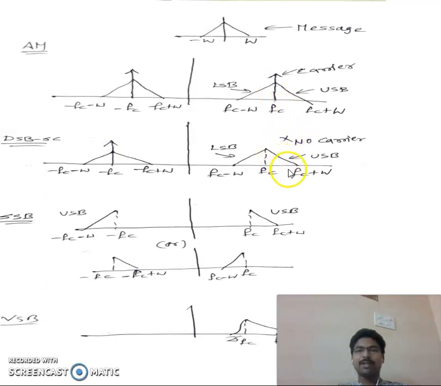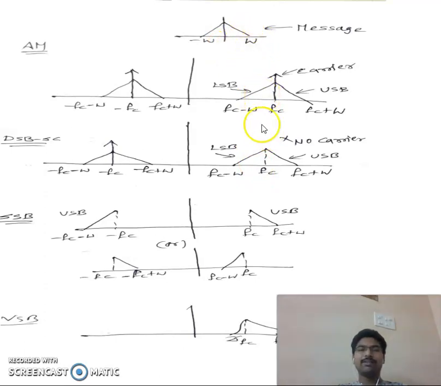So here, whatever the bandwidth for these two signals, the bandwidth is nothing but the difference between the highest frequency and the lowest frequency. So here Fc plus W minus Fc plus W, Fc gets cancelled, 2W is the bandwidth in this case. Here also, maximum frequency minus minimum frequency, the bandwidth is 2W. That is, the bandwidth for this AM case and DSBSC case is twice the highest frequency present in the message signal.